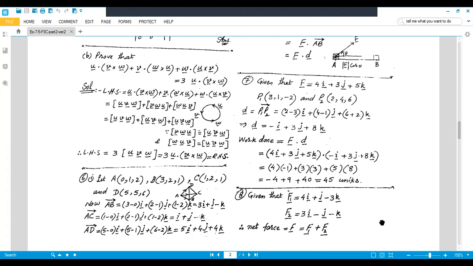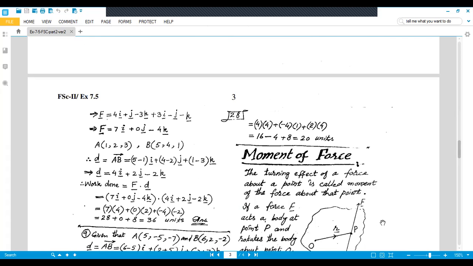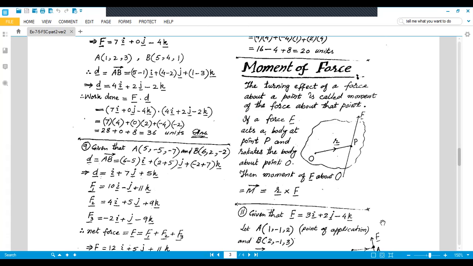Number 8 is not included. Come to number 9. Number 9 says a particle is displaced from the point A to the point B under the action of constant forces defined by F1, F2 and F3. Show that the total work done by the forces is 102 units. You have to prove that the total work done is 102.